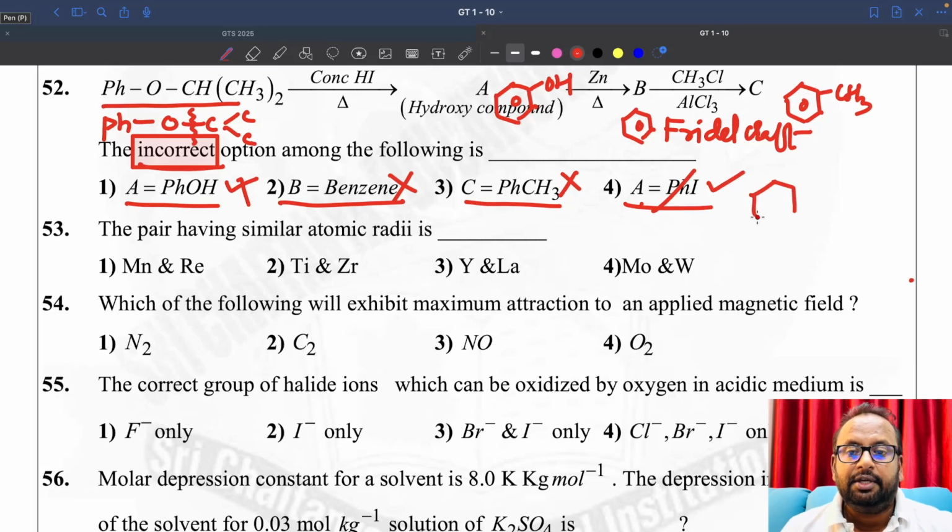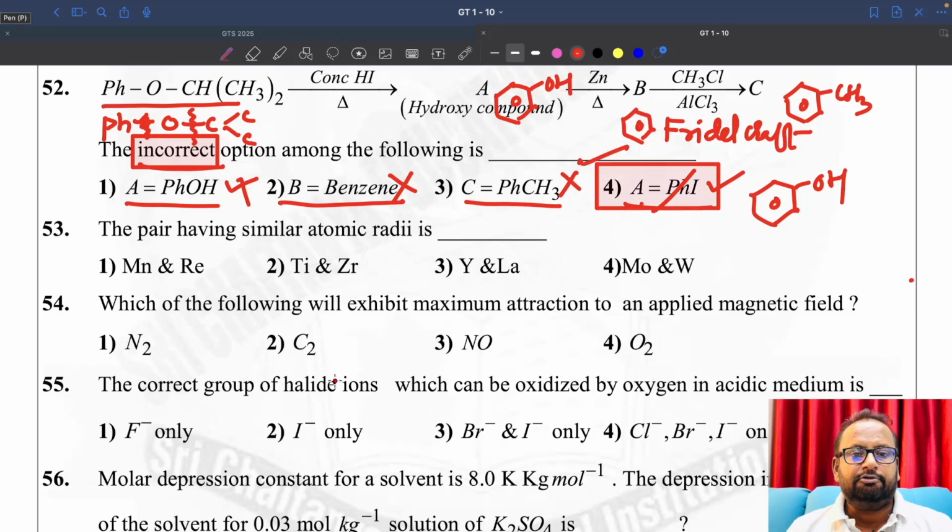So A must be phenol. This must be phenol, because in this isopropyl phenyl ether, this bond has partial double bond nature and cannot be broken down easily. That's why the oxygen interacts with the benzene ring, and so we'll get this phenol. The question asked what is not correct, so this is the answer for the question.